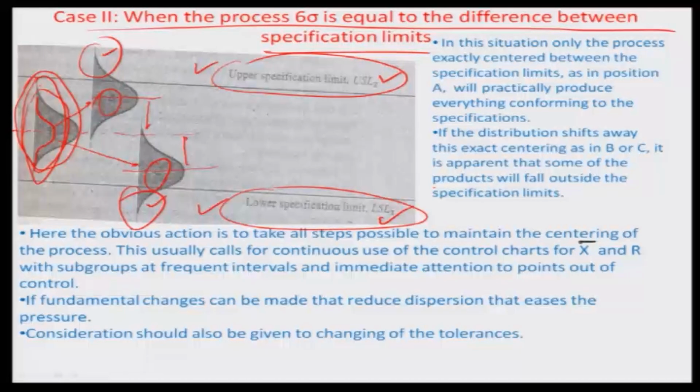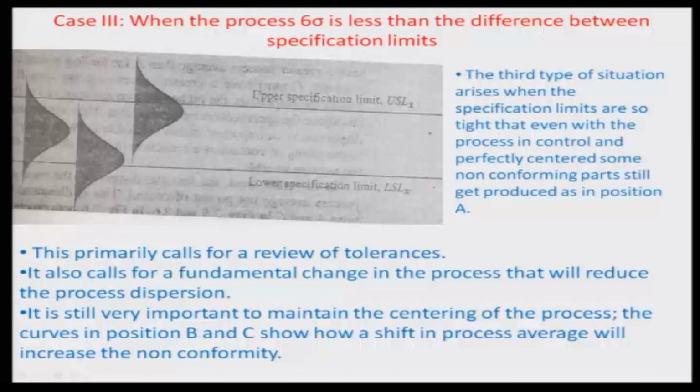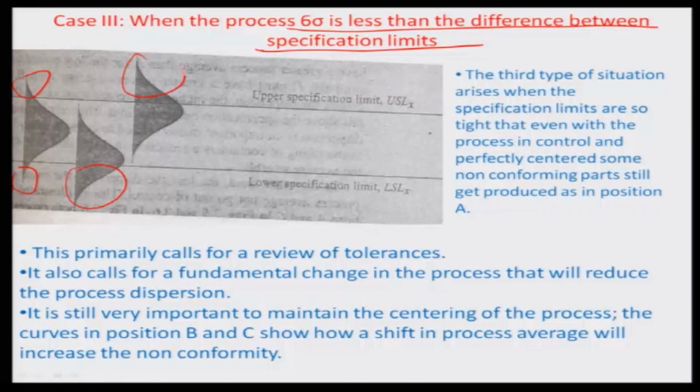There is another case which I would like to discuss, which talks about when the process 6 sigma is actually less than the difference between the specifications. So irrespective of whether it is centered or not, there is going to be a loss in terms of rejects of the products that the process produces. So even if you can center around the mean, it does not work out. So now this really needs a process change.